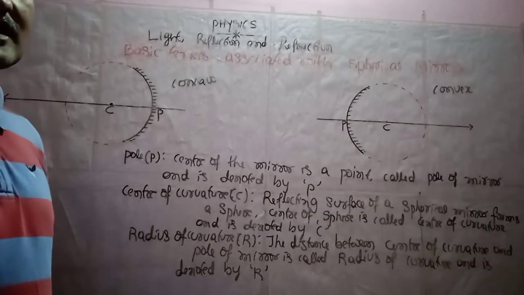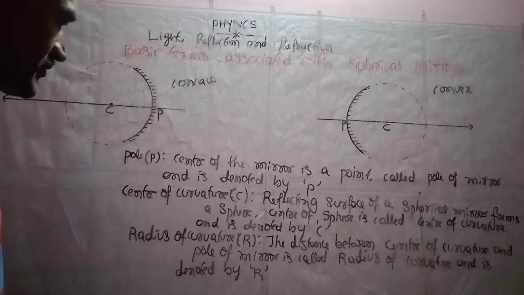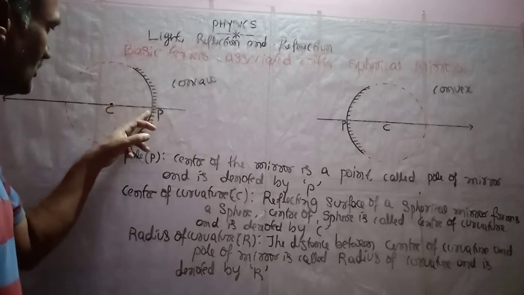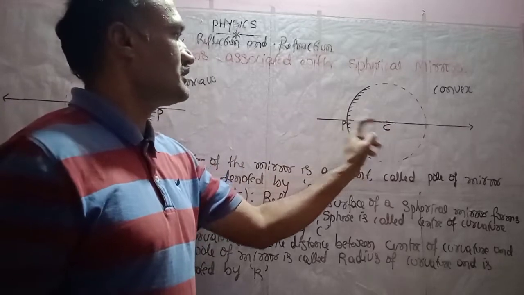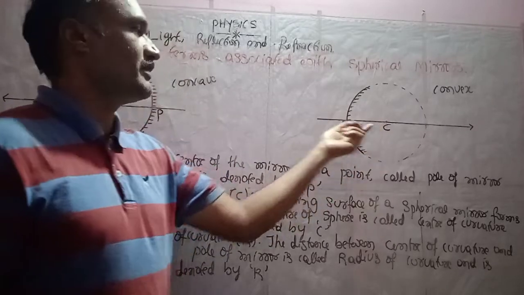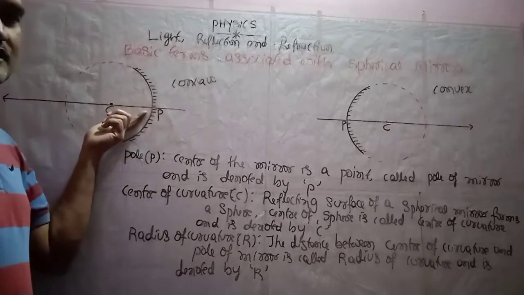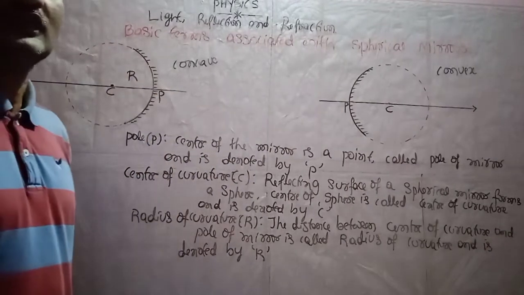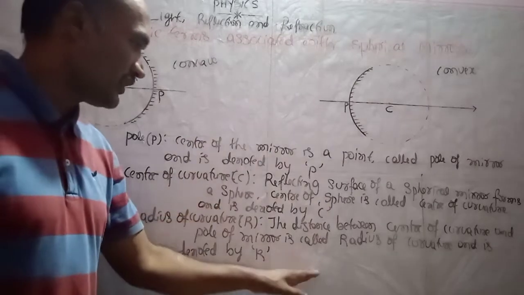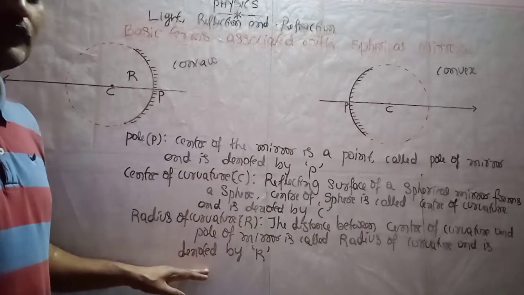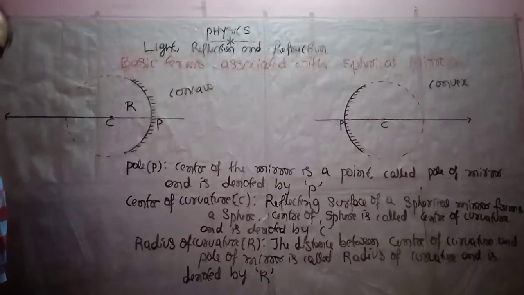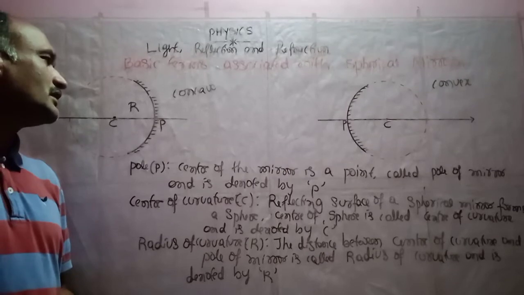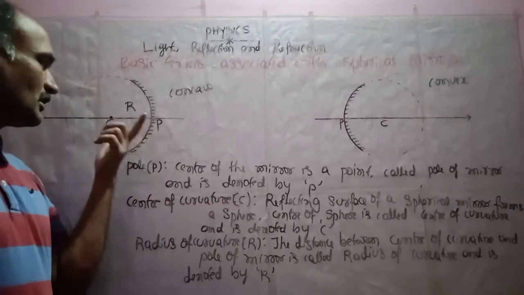Let us go for radius of curvature. The radius of curvature is the distance between the center of curvature and the pole, and it is denoted by the capital letter R. Write down these points, dear student. After that, we can go for principal focus, then principal axis and focal length.